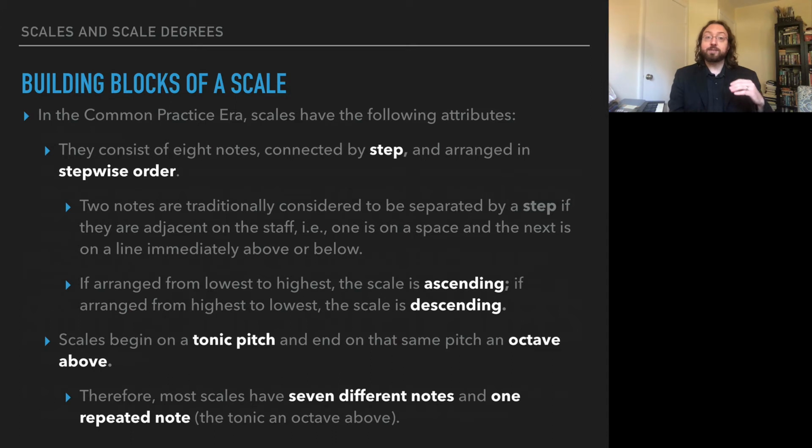Scales in this style will begin on a tonic pitch and end on that same pitch an octave above. Therefore, most scales have 7 different notes and 1 repeated note at the end, an octave above.